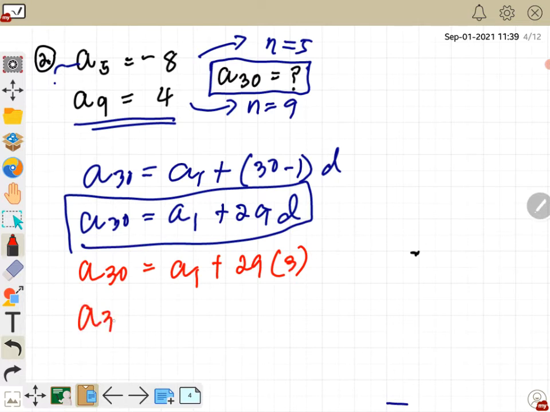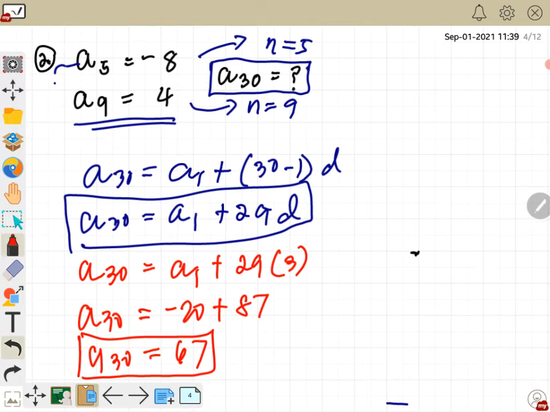So we have a sub 30, where a sub 1 is negative 20 plus, what is the 29 times 3? It's like saying 30 times 3 minus 3, so that's 87. Subtract 20 from it, and that is 67. So the 30th term is 67.